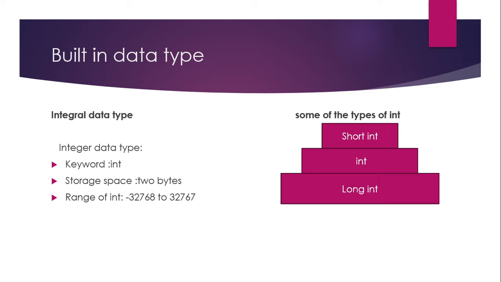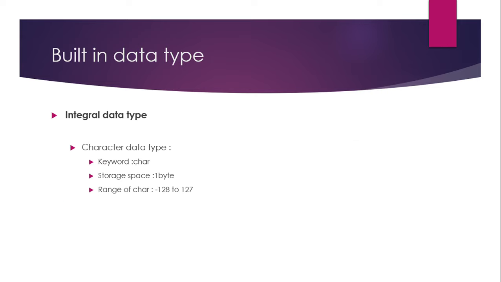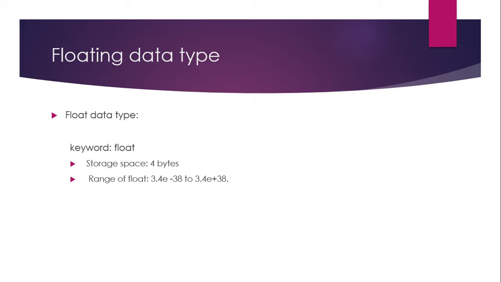For example, integer. Integer has short, long and int types. These are some of the types of the integers. The storage space will be 2 bytes and the range is given below. Then the character data type. The keyword will be char, storage space will be 1 byte and the character range is from minus 128 to 127, which can be used in our program.